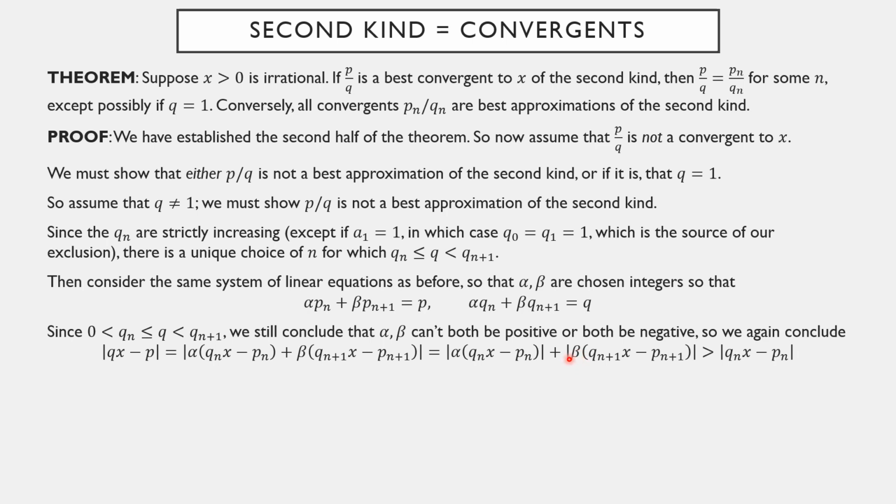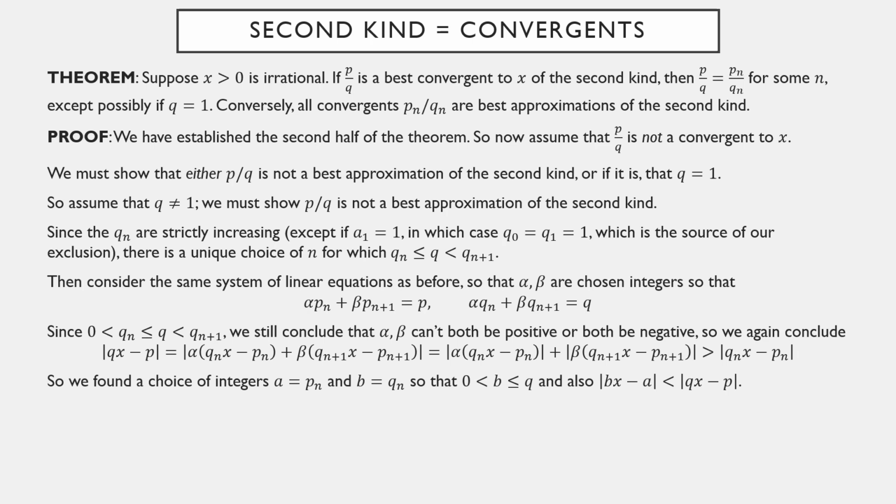And this is strictly larger than throwing out this absolute value entirely, factoring out the integer alpha and pretending it's the smallest possible value of 1, and you end up with that distance is bigger than Qnx minus Pn. So what we did is we found a choice of integers, Qn and Pn specifically, so that this multiple of x is closer, less than this multiple of x was, to this integer. So what we found is that P over Q is not a best approximation of the second kind. So starting off with P over Q not being a convergent, it is not a best approximation of the second kind.